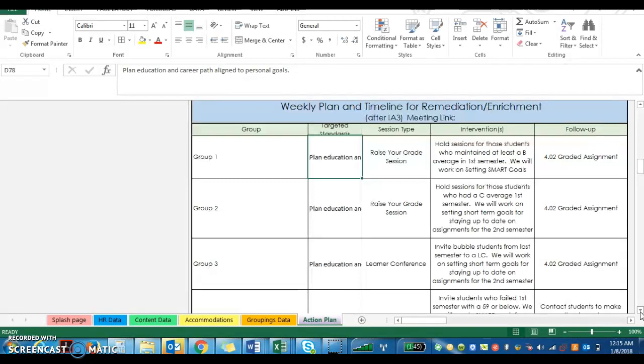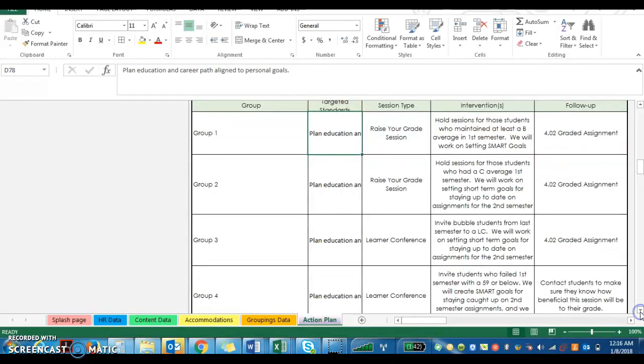And then I've got Group 2, those that had a C average. I think it's also those that have a high B, mid or low B. We're going to work on setting short-term goals for staying up to date on assignments for the second semester. So these students, because they probably did a lot of their work at the last minute, I thought it would be good to set some SMART goals for them for this semester on how they're going to keep up with their assignments in the second semester and make sure that they're not saving everything for the last minute.